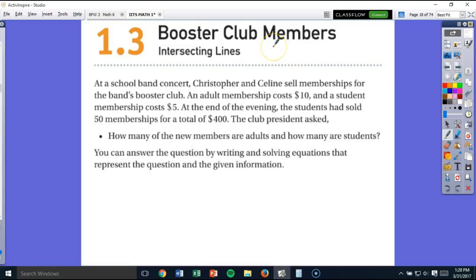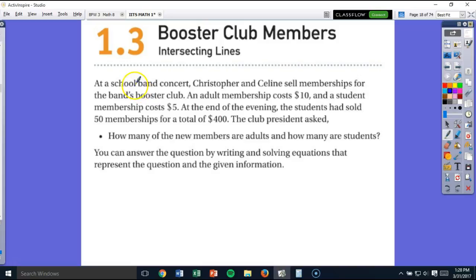1-3, booster club members with intersecting lines. What we're going to have here are two equations, and we're going to have to find out what point do we get to where one set of coordinates answers both questions correctly. So that's what we're really looking to find: common solutions to two linear equations.